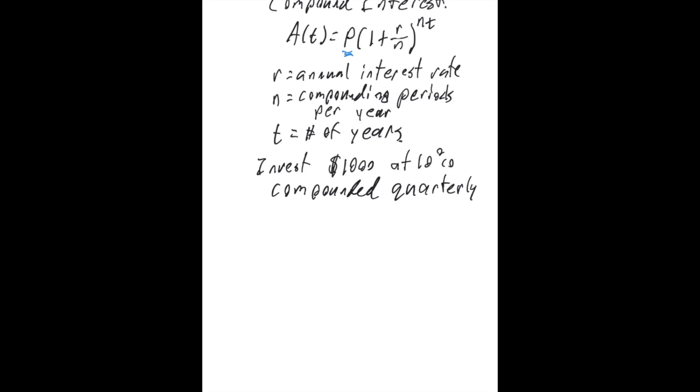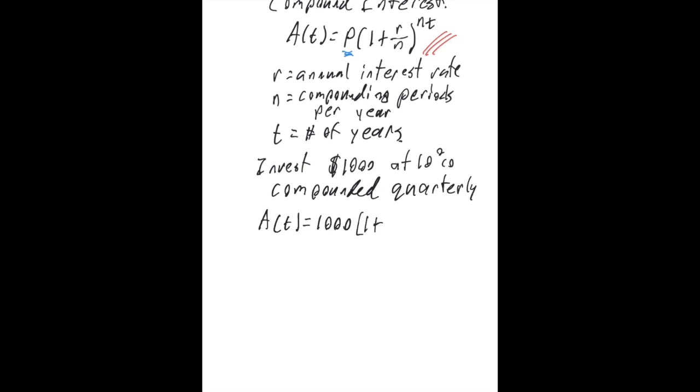So let's say you invest your $1,000 that we did before at 10%, but now it's going to be compounded quarterly, right? Which means they will pay you interest 4 times a year instead of once a year. The equation, A is for amount. P is 1,000. We're using our same equation up here.